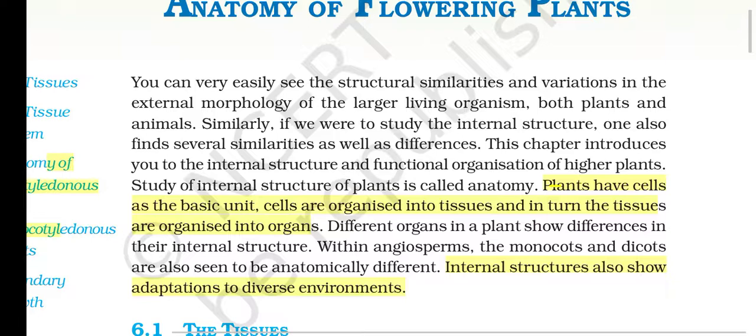A study of internal structure of plants is called anatomy. Plants have cells as the basic unit. Cells are organized into tissues, and in turn the tissues are organized into organs. Different organs in a plant show differences in their internal structure. Within angiosperms, the monocots and dicots are also seen to be anatomically different. Internal structures also show adaptations to diverse environments.